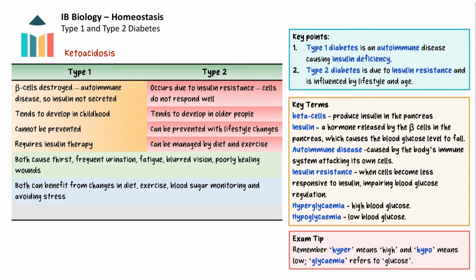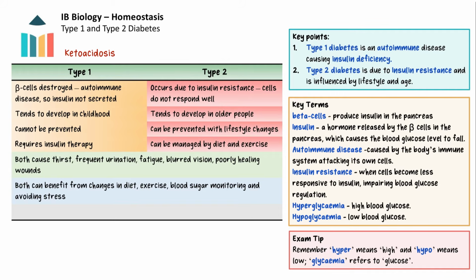Symptoms include thirst, frequent urination, fatigue, blurred vision, and weight loss. Treatment requires lifelong insulin therapy along with diet and exercise to support overall health. Type 2 diabetes develops more gradually and is caused by insulin resistance. Cells do not respond properly to insulin.